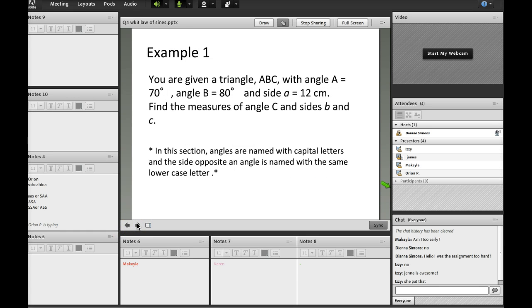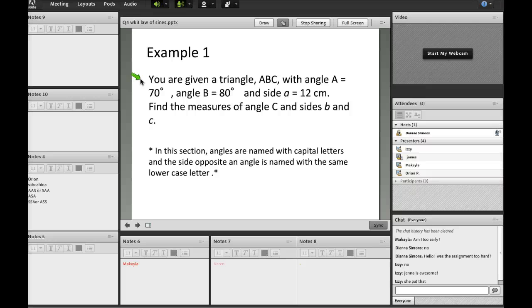Okay, so here's our first example. All right, so we're given a triangle ABC. Angle A is 70 degrees, angle B is 80, and side A is 12 centimeters. We want to find the measures of angle C, side B, and side C. First off, what's the easiest way to find angle C? You can either write it in a notepad or put it in the chat box. Easiest way, everyone has to answer. I'm not going on until everyone answers. I don't care if it's right, I don't care if it's wrong. I need an answer.